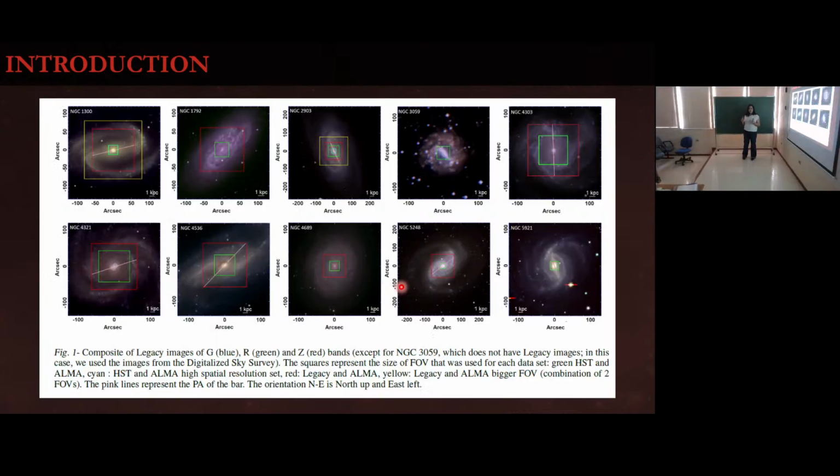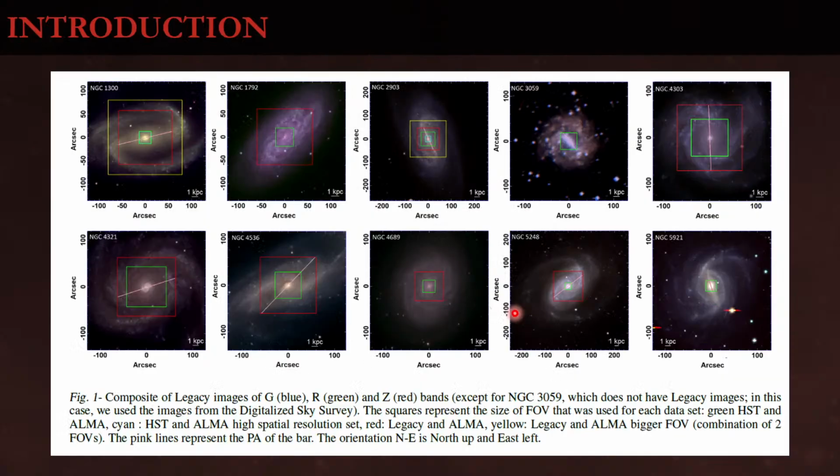So one set of data is one red image and the associated molecular gas image. This is one set of data. Each square that you are seeing here is the whole sample of galaxies. I forgot to mention that with the limitations of the sample, we obtained 10 galaxies for this project.